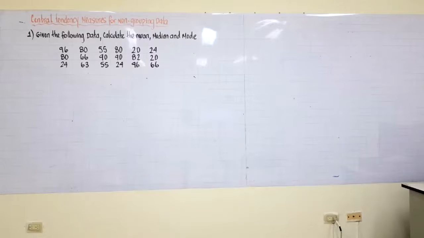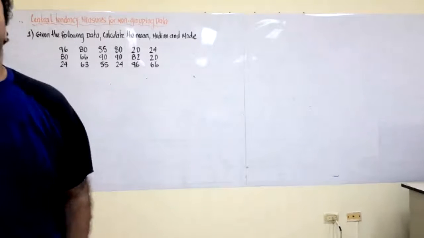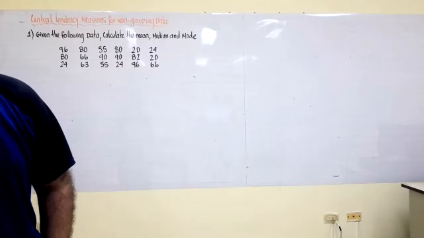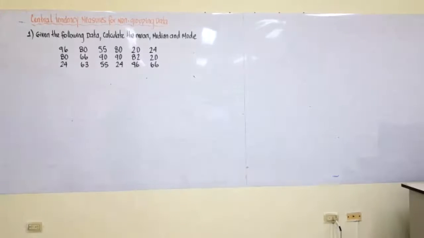Remember, in this problem, we have to calculate the mean, the median, and mode for non-grouping data. All right, guys. What is the first thing that we have to do in this situation before calculating the mean, the median, and mode? ¿Qué es lo primero que debemos hacer? Arrange the data from the smaller one to the bigger one. All right, so give me a hand.